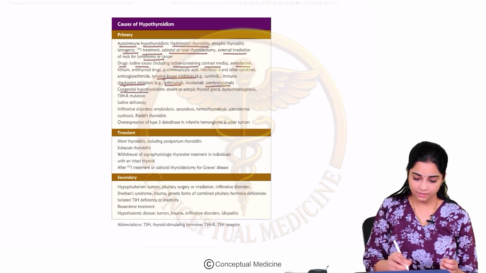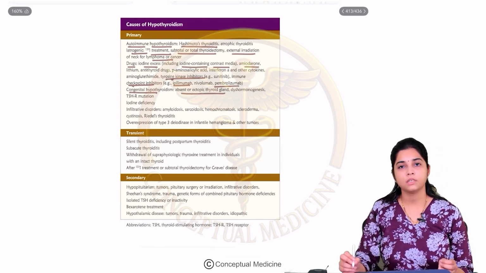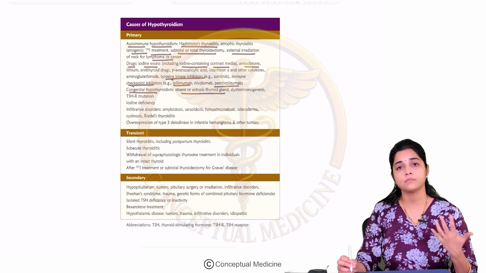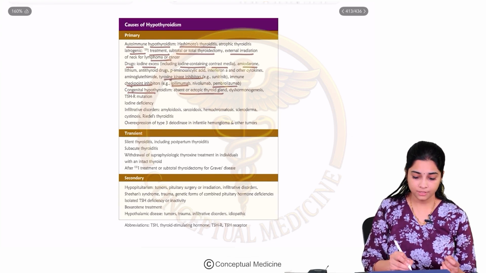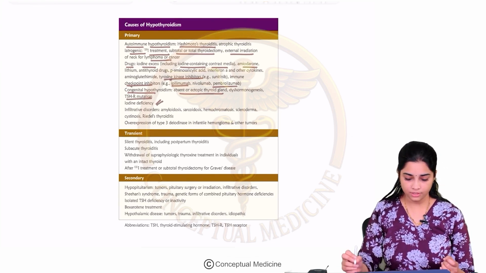Now, congenital hypothyroidism can be because of agenesis or dysgenesis of the thyroid gland. Then there can be dyshormonogenesis, where any of the steps of thyroid hormone synthesis itself is lost. Then it can be due to TSH receptor mutation. Iodine deficiency we have already seen.